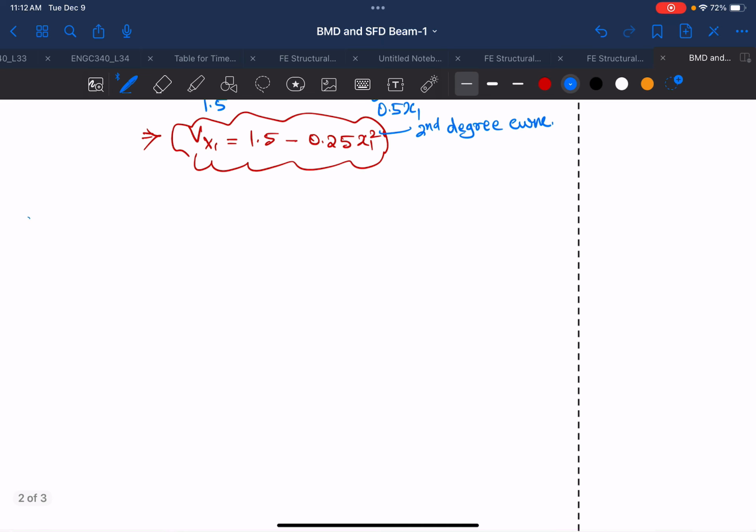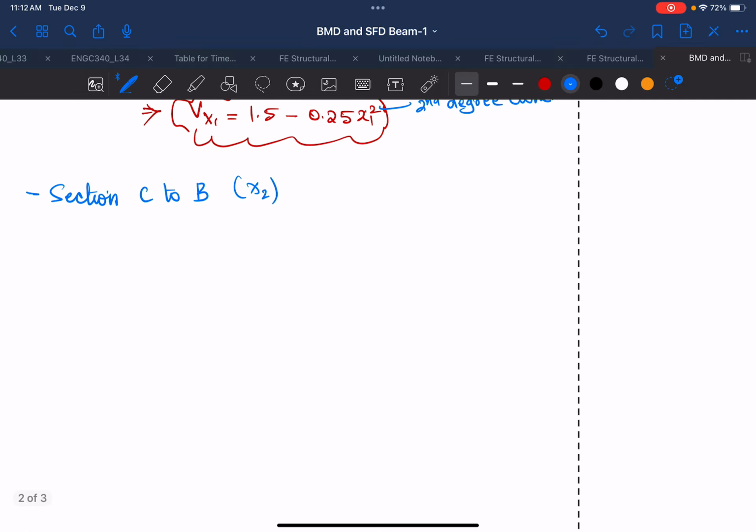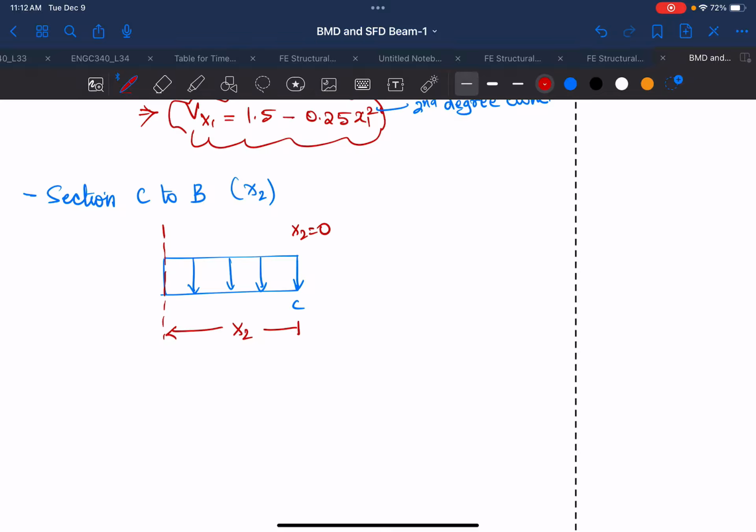Okay, now we are going to go for a section C to B. The reason I did C to B is because it's easy for me to know that the origin is from C. And if we cut a section, this is a section from C, and we cut a section here, and we know that the origin is here, and this is your origin, x equal to 0. Okay, so that's your origin.